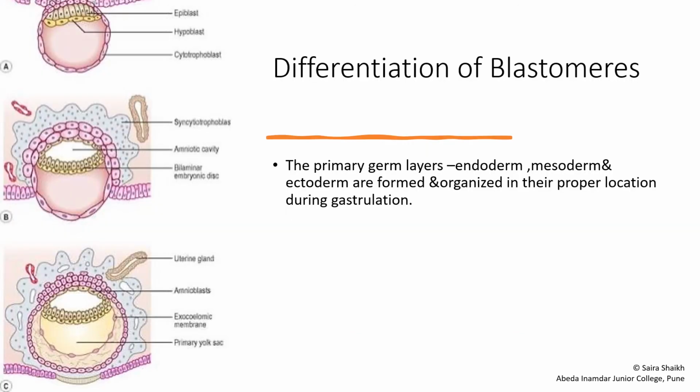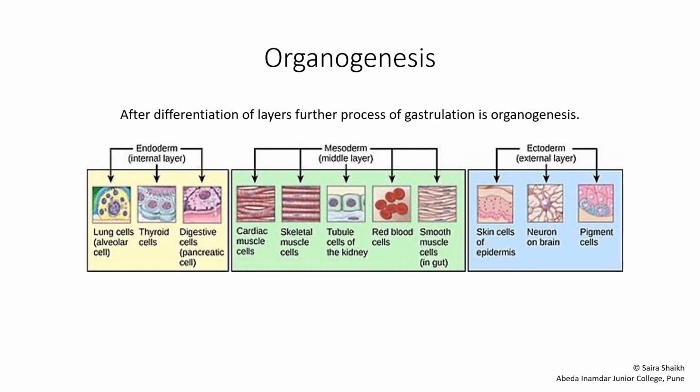Student, we have studied the blastomeres. They differentiate and give the three germ layers, that is the ectoderm, mesoderm and endoderm. These are the primary germ layers. They are formed as well as organized in their proper location during the process of gastrulation. After gastrulation, the next process is organogenesis. In organogenesis, the primary germ layers develop into the different internal organs. Look at this chart and see which different organs develop from the ectoderm, mesoderm and endoderm.